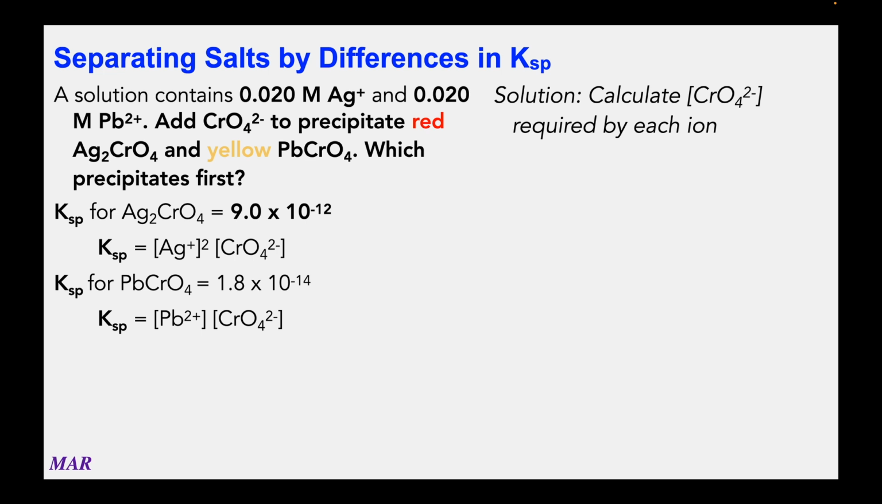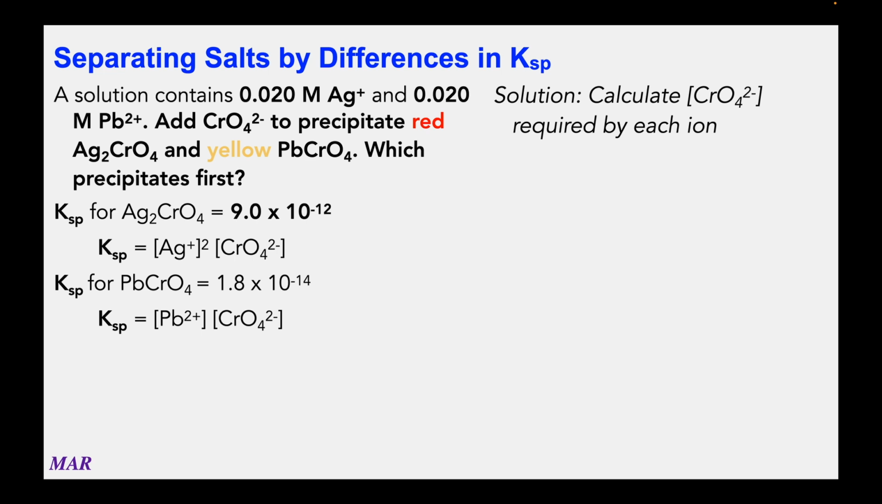And we're going to know what we add because if you make silver chromate, Ag2CrO4, it's kind of a red color. And if you make lead 2 chromate, PbCrO4, it's kind of a yellow color. So we want to know what color are we going to see first, which precipitate will form first. And to answer all of this, we need to have KSPs.